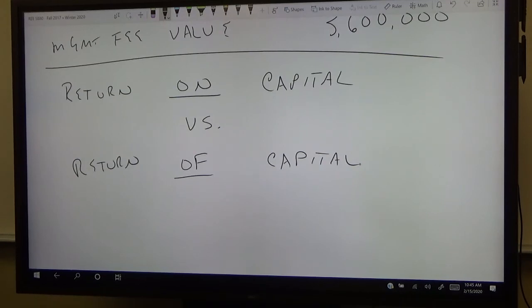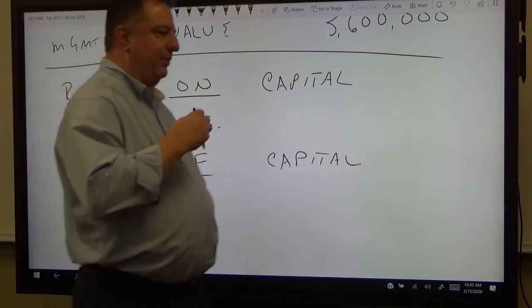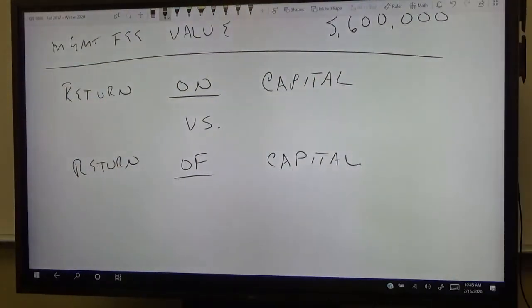Does that make sense? Okay. And so they make that distinction simply from an investor's perspective of what your objective is as an investor. Are you really seeking one or the other? Are you seeking both? Are you seeking some combination?